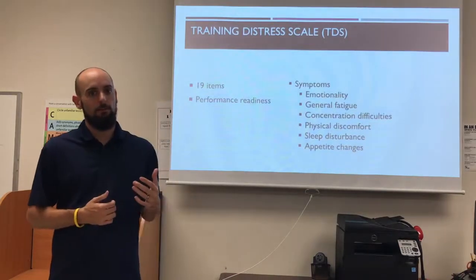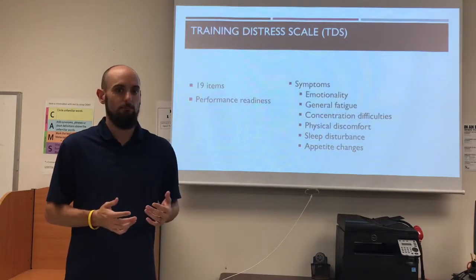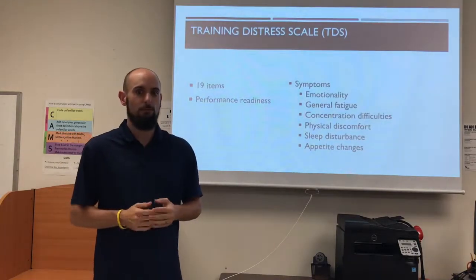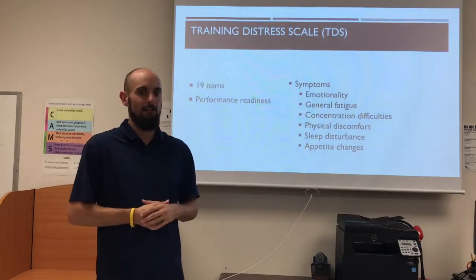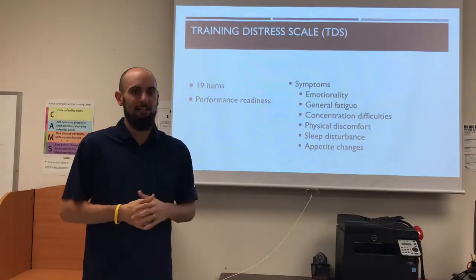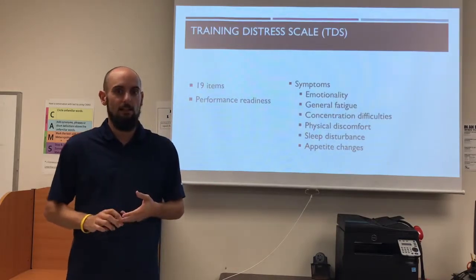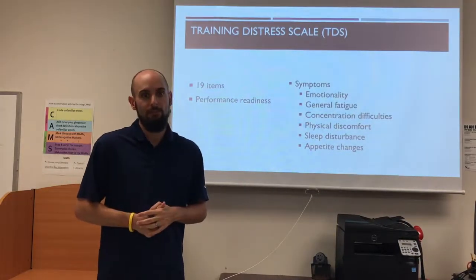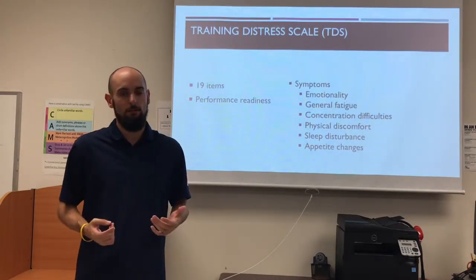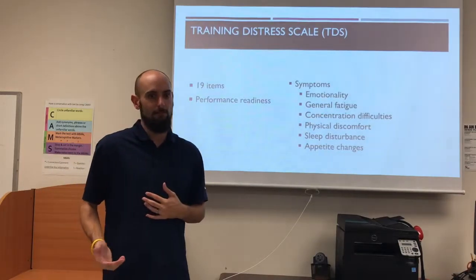The final one that I'm going to cover is the training distress scale. This is a 19-item questionnaire that helps to determine the athlete's performance readiness. And the training distress scale has the athlete rate their symptoms of emotional distress, general fatigue, any concentration difficulties, physical discomfort, if they have any disturbances while they're sleeping, and if the athlete has any changes to their appetite.